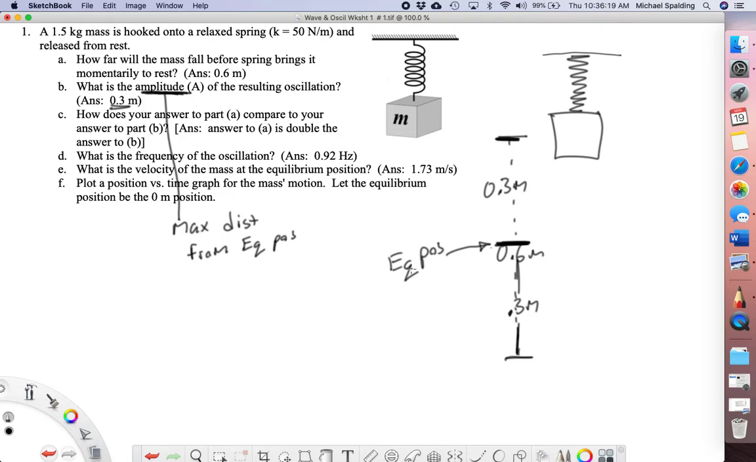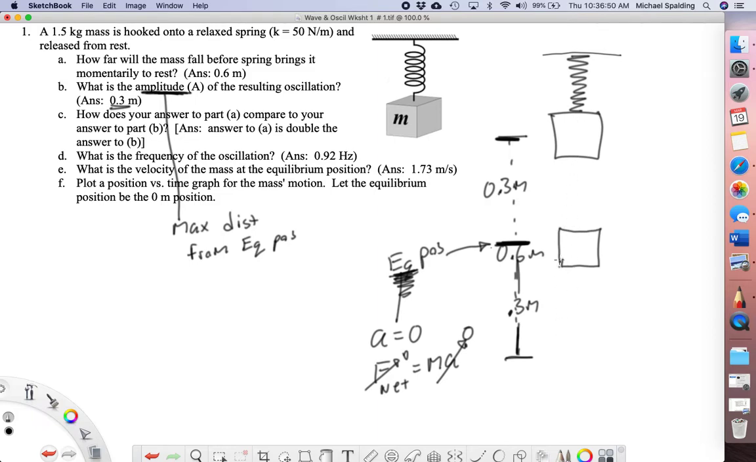So equilibrium position, if you remember back to earlier in the semester, the definition of equilibrium is when your acceleration is 0, or in other words, the net force is 0, right? Because F net equals ma, and if your acceleration is 0, that means that your net force is going to be 0. So why is this significant? Well, let's look at the mass when it's at the equilibrium position.